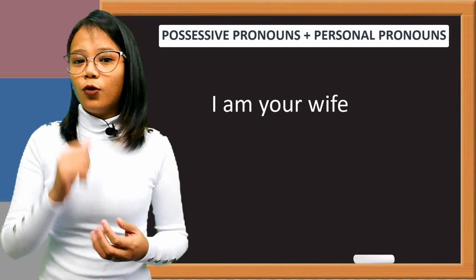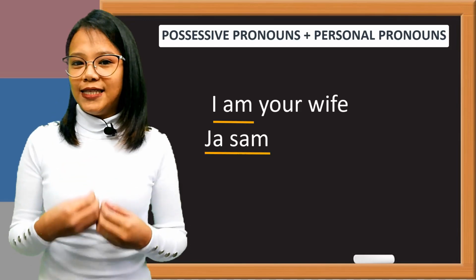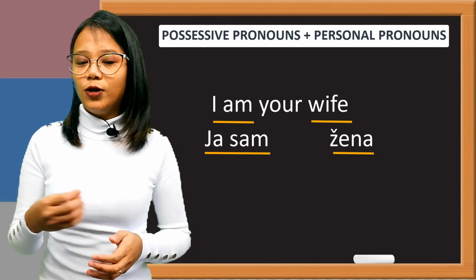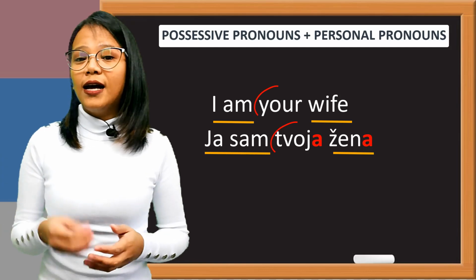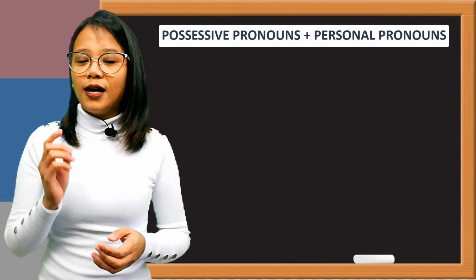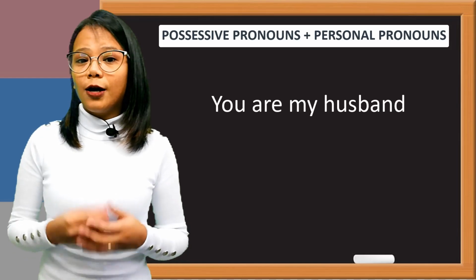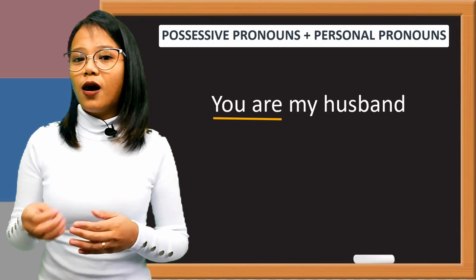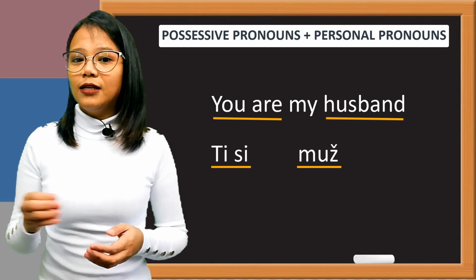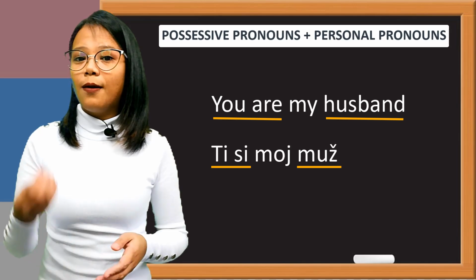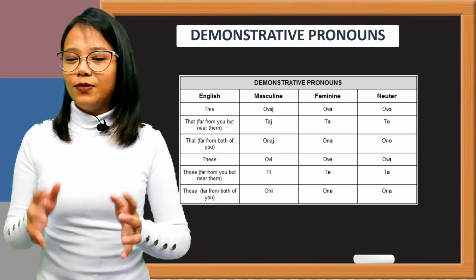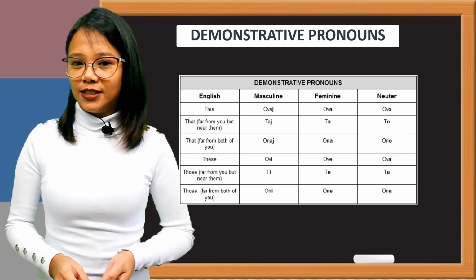Let's add personal pronouns now instead of adjectives. I am your wife. I am is ja sam. Wife is žena in Serbian, so it's feminine. Then we will use tvoja. Ja sam tvoja žena. Another example. You are my husband. You are is ti si, and husband is muž, so it's masculine. So we will use moj. Ti si moj muž.